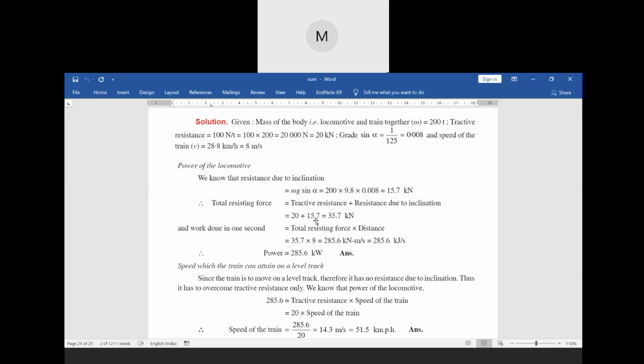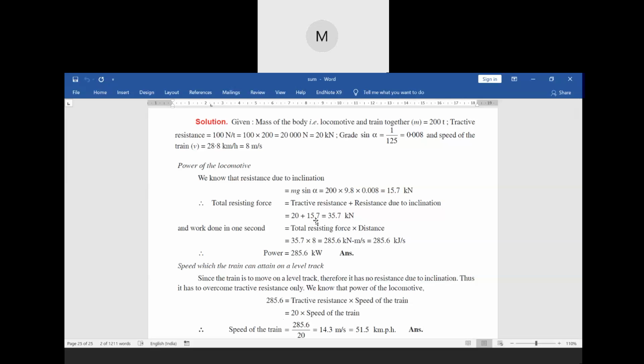His question was, mg sin alpha, how can it be kilonewton? It is supposed to be newton.